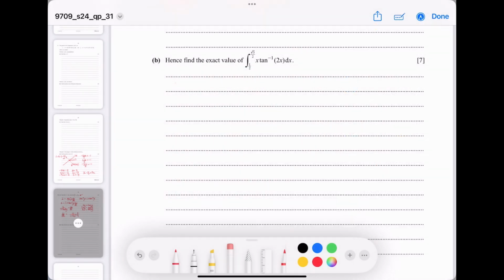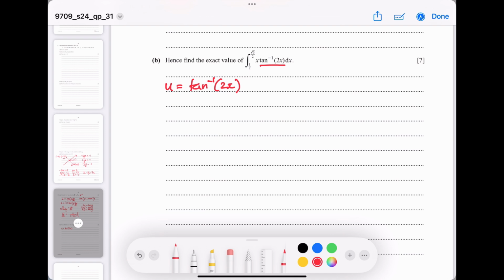So part B, just warning you, there's 7 marks and it's not a nice one. So we've got x tan to the minus 1 of 2x. Now we're actually going to use integration by parts here. I'm going to call u tan to the minus 1 2x.